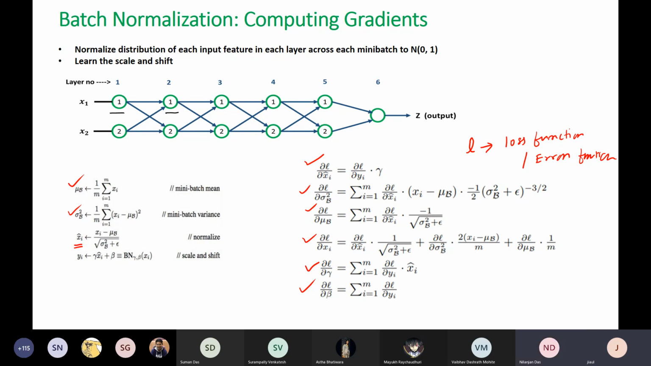Sir, why do you need gamma and beta here? Sorry, what? Why do you need gamma and beta here? Oh, yeah, that's a good question. So to be very honest, I don't understand very clearly why this is the case, but I'm just quoting from the paper.